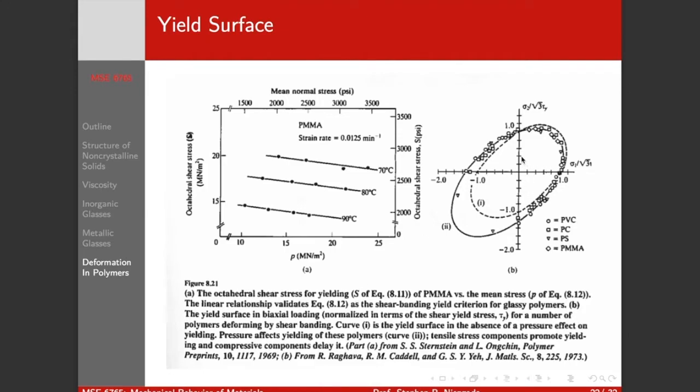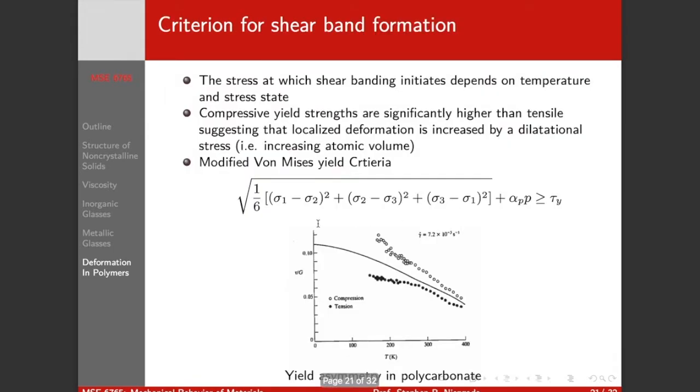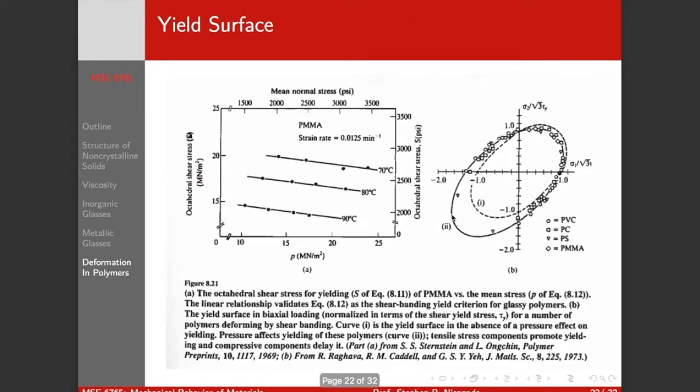Okay? So this is the first time maybe some of you have seen yield surfaces, but basically we've got an ellipse in our stress space. This is a two-dimensional picture of the yield surface, right? And if our stress state, calculated from this equation, is inside the ellipse, we don't yield. If it's outside, we do yield.